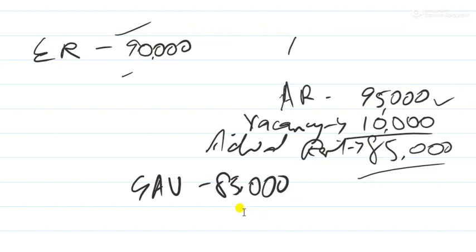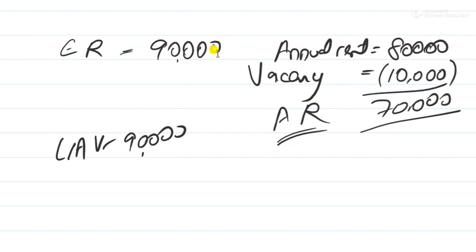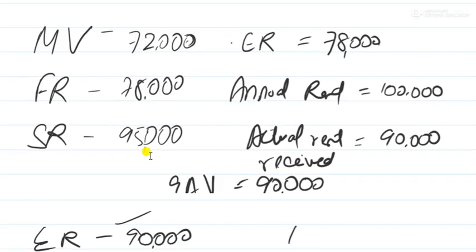So you just have to think: is the SSE trying to fool the officer? How will he fool the officer? In this case he is fooling the officer. His annual rent is already lower than the expected rent, so we won't consider the vacancy; the higher value will be taken as the gross annual value.